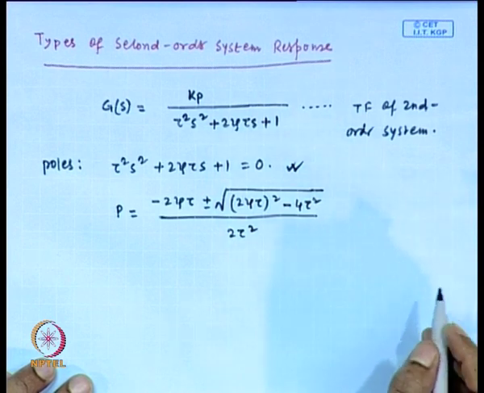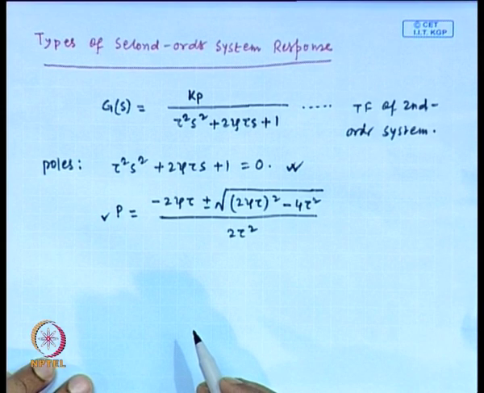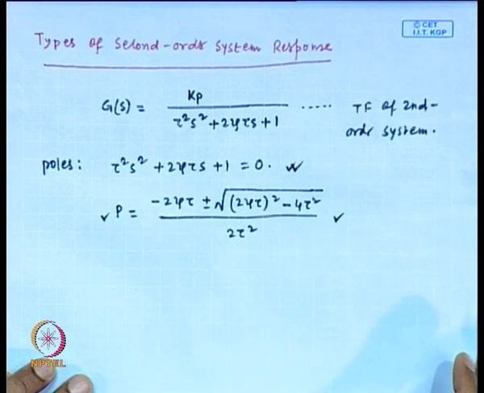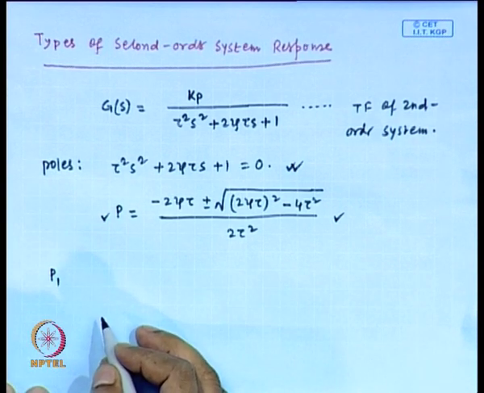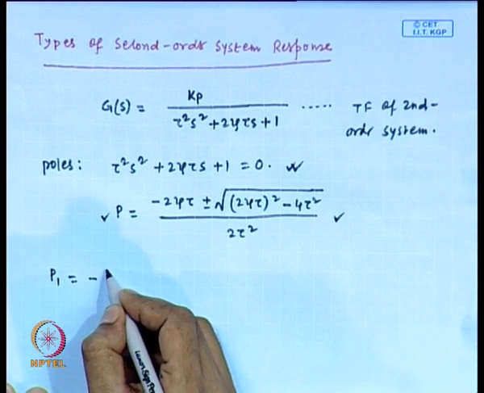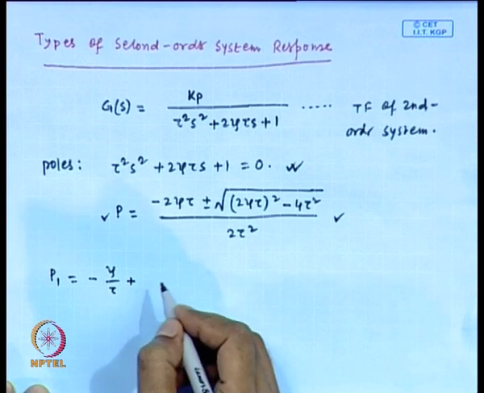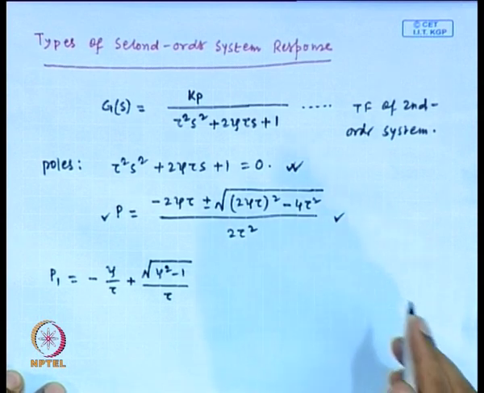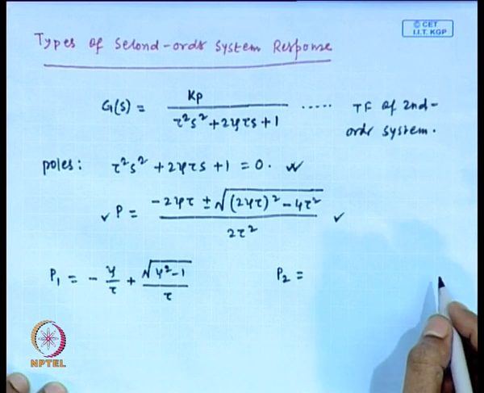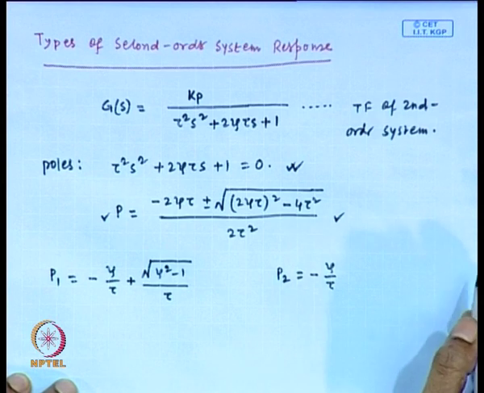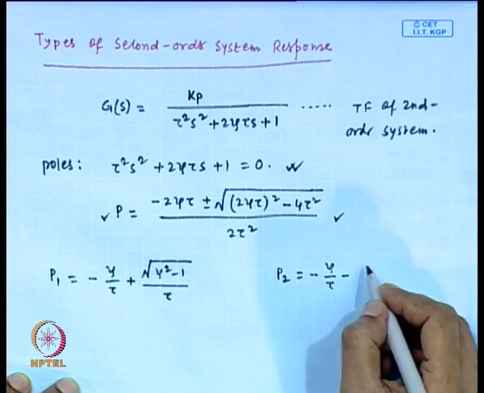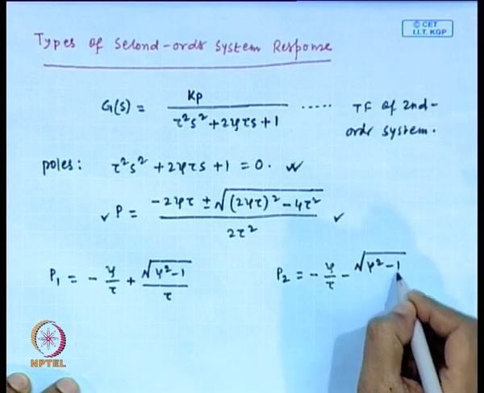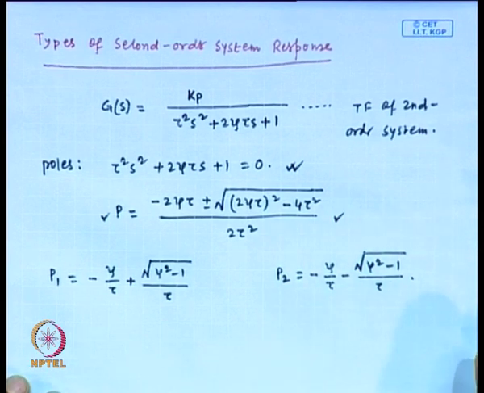See, this is the quadratic equation. So, we can easily obtain the poles. We have represented the poles by P and the expression for P is this one. So, we will get basically two poles, P 1 equals minus zeta divided by tau plus root over of zeta square minus 1 divided by tau. Another pole is P 2 and P 2 equals minus zeta divided by tau minus root over of zeta square minus 1 divided by tau. Fine, these are the two poles.